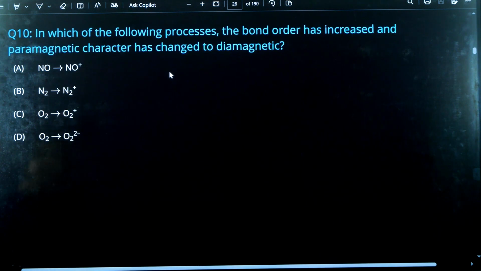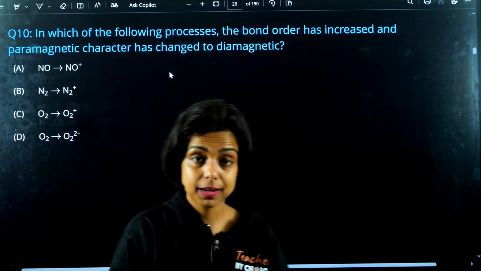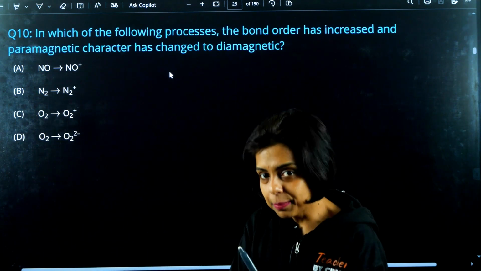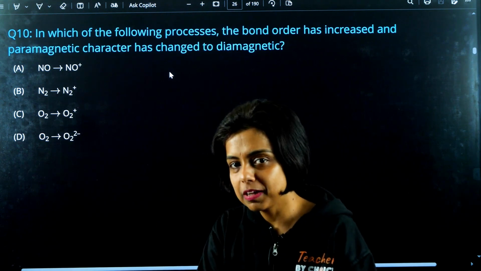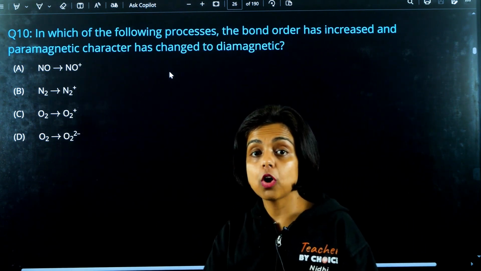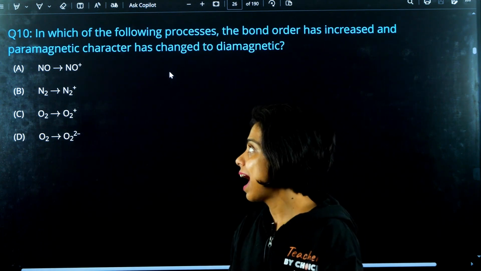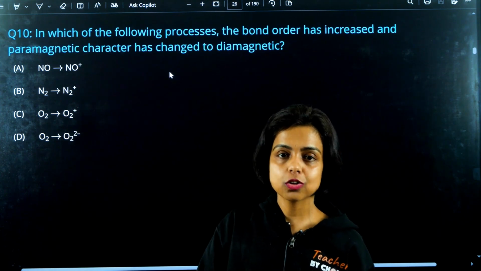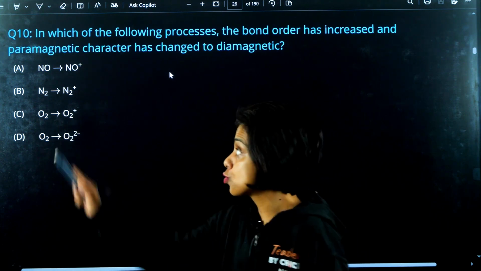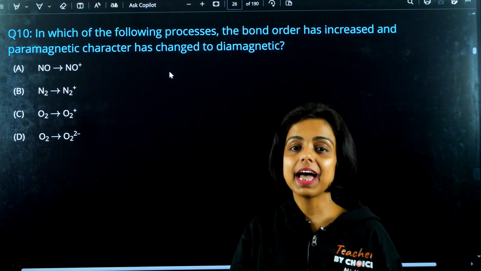Okay. In which of the following processes the bond order has increased and paramagnetic becomes diamagnetic? Similar kind of question I have already discussed in one of the previous mock tests. So NO, the bond order is 2.5. We have already discussed the shortcut that we use for bond order. And NO positive has 14 electrons in total, so the bond order is 3. So from 2.5 to 3, from paramagnetic to diamagnetic, right?